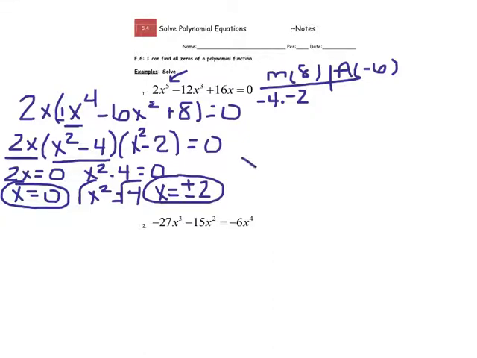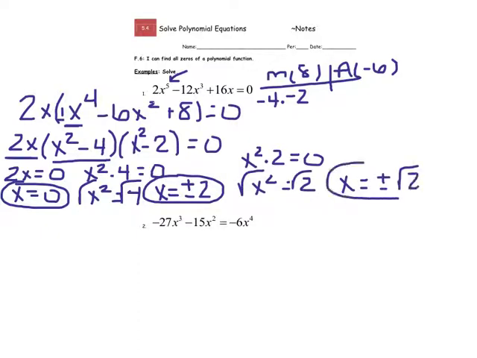All right, and then the last one, we have x squared minus 2 equals 0. So again, you're going to add 2 to both sides. So x squared equals 2. You're going to take the square root, and we get x equals plus or minus the square root of 2. So we do have 5 answers. We have 0, we have positive 2, we have negative 2, we have positive square root of 2, and negative square root of 2. All right, let's go ahead and take a look at another one.